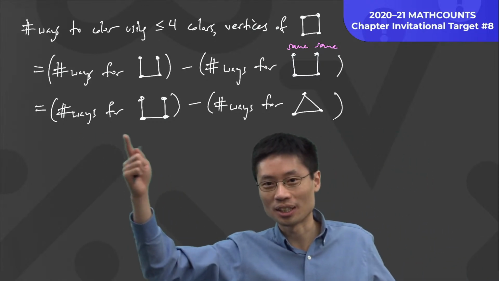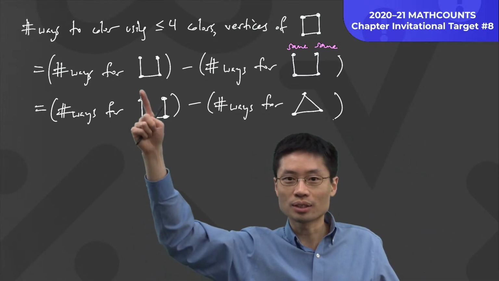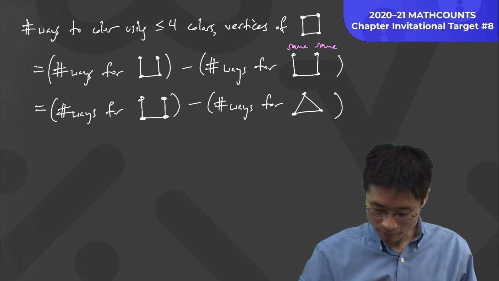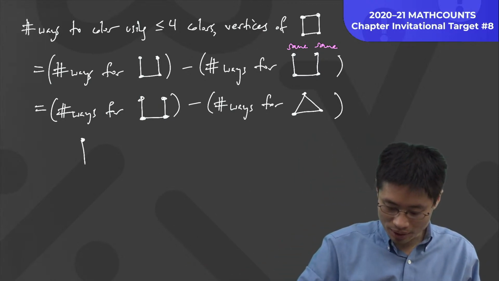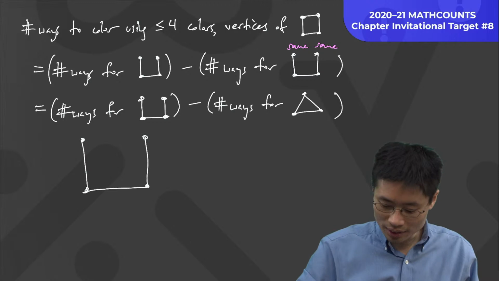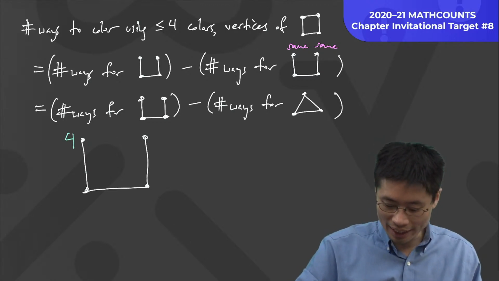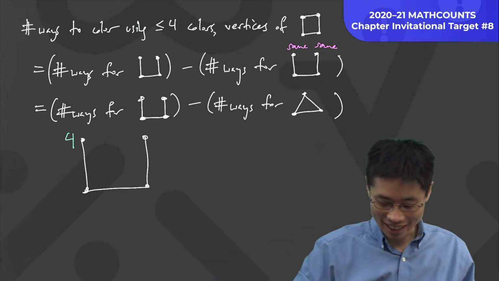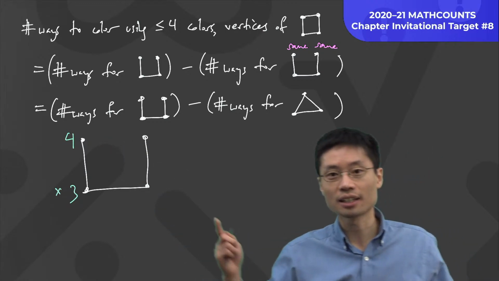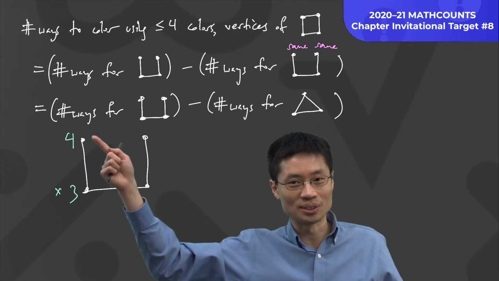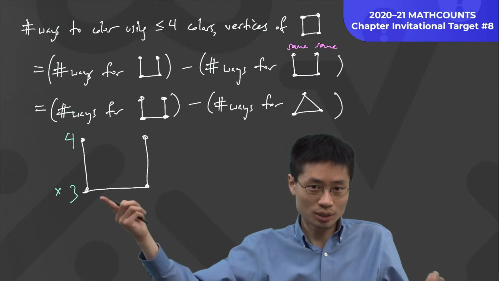How many ways can you color this thing with 4 colors? Well, just color that guy. How many ways can you color this with 4 colors? 4 ways to decide which color goes there. Times 3 ways to decide a color that's different from anything I used. So I used 1, so I choose something different.